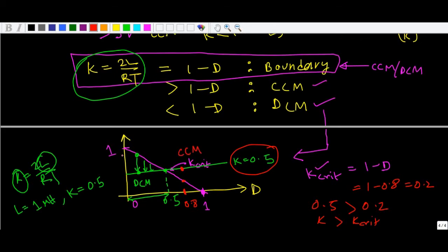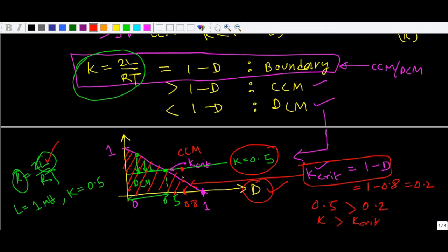So from this graph, we can say that whether the circuit operates in CCM or DCM depends on the value of the inductor chosen and the duty cycle of the switch. Both of these parameters will decide the operation of the circuit. And we see that the boundary is given by K crit equals 1 minus D, which is plotted here. The part under this critical value is discontinuous conduction mode, and the part above it, that is this part, is continuous conduction mode.